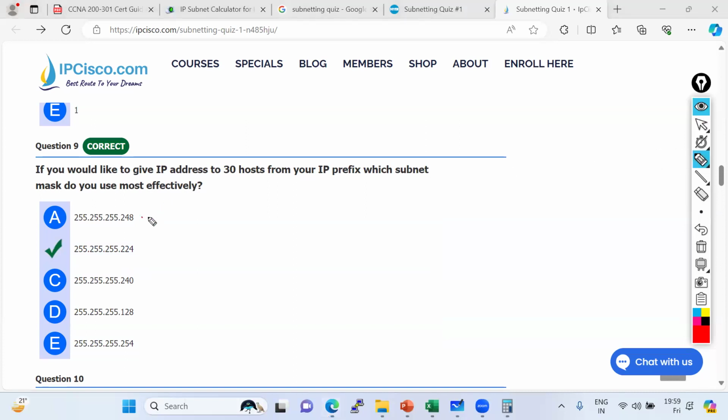Simple calculation. You just have to convert into binary and see which binary gives me the 30 addresses. If you convert this in binary, 248 or 192, which binary is going to give me 30? You just have to convert the last number, because the other bits are fixed, you cannot change them. The last byte is going to help you. Convert this number in binary and see which one gives the 30 IP addresses.